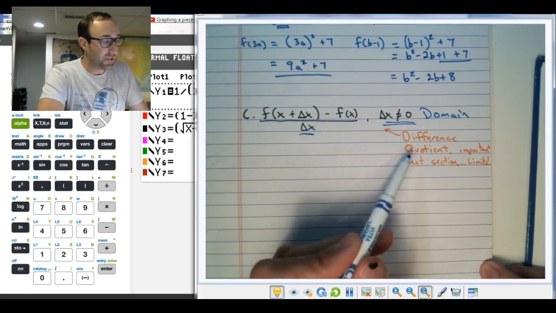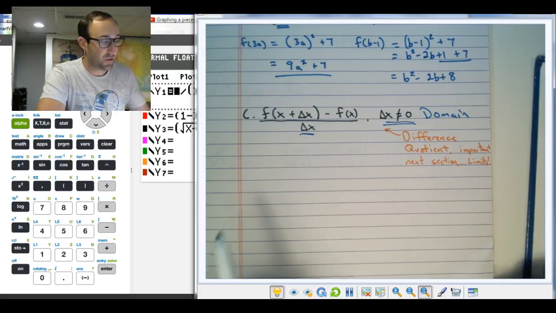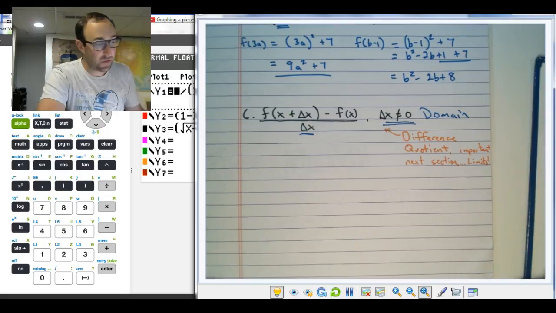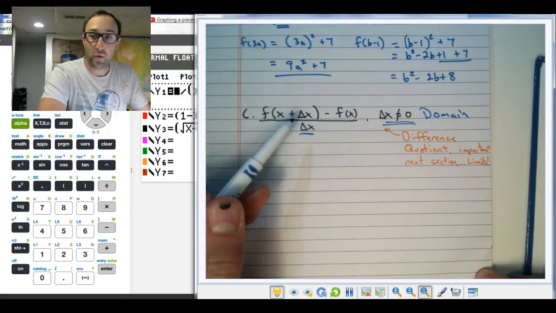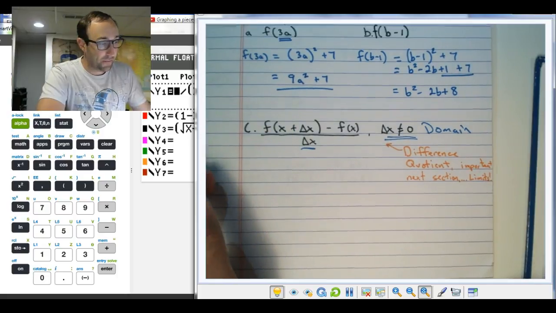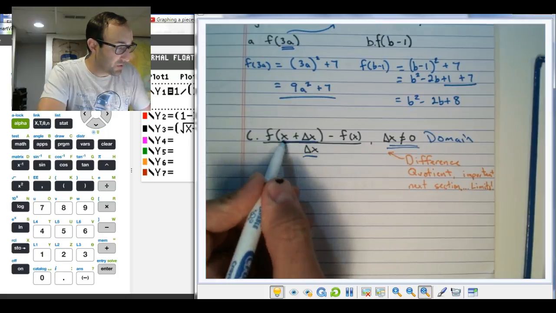This whole thing is called the difference quotient, and it's going to be important in our next section for limits. So this is going to be something you're going to see a lot more, so I thought, why don't we just try this one, given some function notation, so you get used to what this is going to look like. All right, so what we're going to do is replace x with x plus delta x.